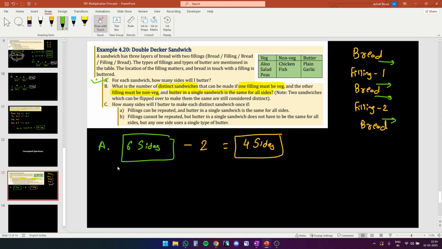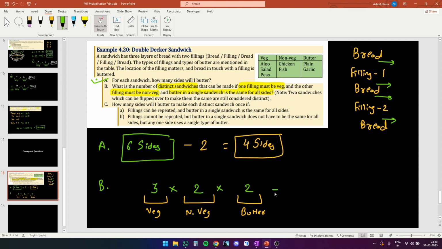Okay, so now what do we want? We want one filling to be veg, we want one filling to be non-veg, and butter should be same for all the sides. Okay, so let's say for veg, how many choices do I have? Can I say I have 3 choices for veg? Same way for non-veg, how many choices do I have? I have 2 choices. And for butter, how many choices do I have? I have again 2 choices. So 3 for veg, 2 for non-veg, and 2 for butter.